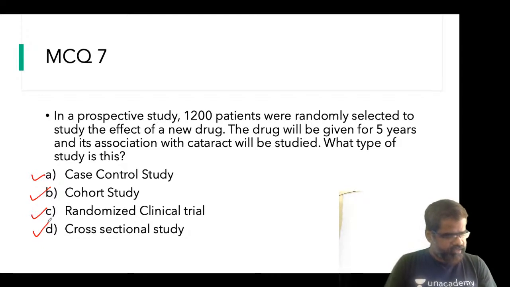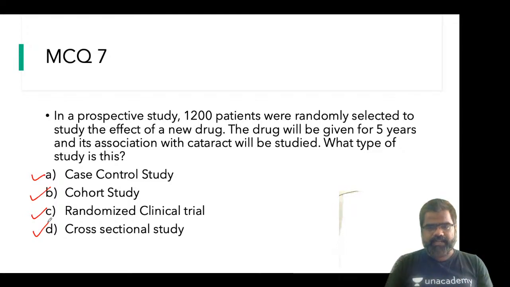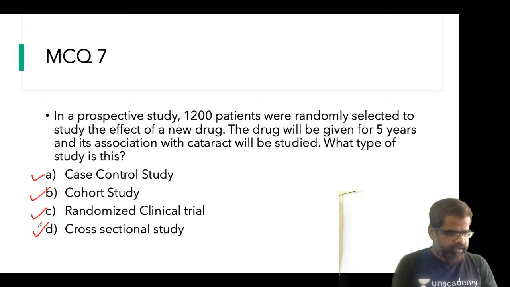Try this. Imani, Jalina, Sonam, Kishore, Sindhu, Mahesh. So 1200 patients randomly selected to study the effect of a new drug. The drug will be given for 5 years and its association with cataract will be studied. What type of study is this? Easy one.